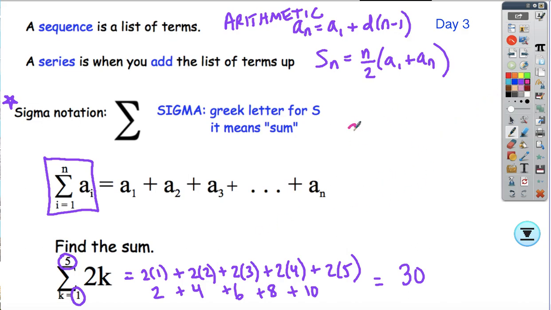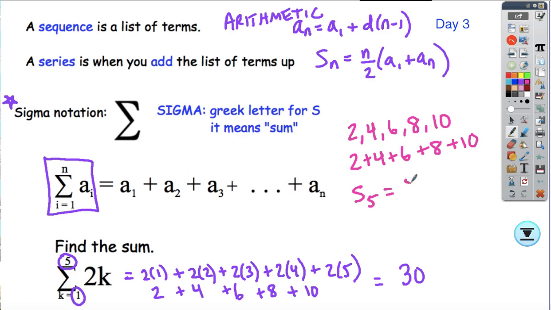If I think about it as a list of numbers, that is a sequence, and then if I think about adding them up, that is a series, and this is arithmetic because I'm going up by 2 each time. There are 5 terms, so if I want to find the sum of those 5 terms, I would do 5 divided by 2. My starting term is a 2. My ending term is a 10. Okay, and then if I take 5 halves, which is 2.5, and I multiply that by 12, I will get 30.